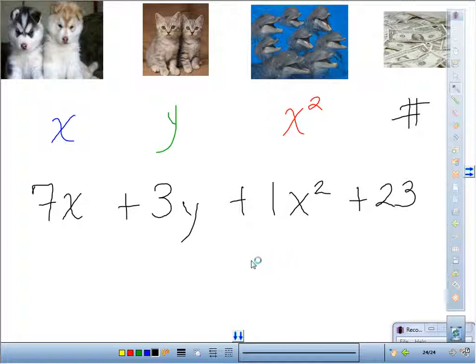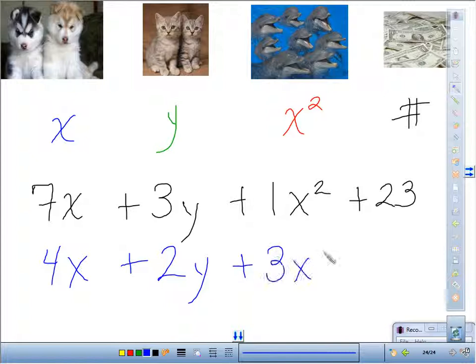All right. So here we go. That was in the first truck. They unload it, and all of a sudden here comes the second truck. Hayam left to lunch, so Gustavo gets to unload, and Jessica's still unloading. The second truck has 4 dogs. So what do I write? 2 cats, 2y, 3 dolphins, 3x squared, and again I send her $23 in an envelope.